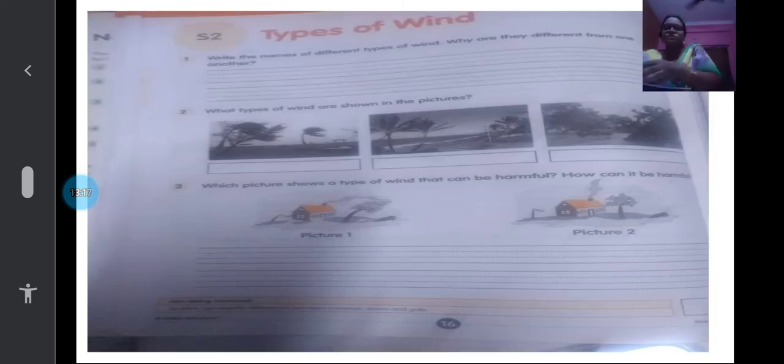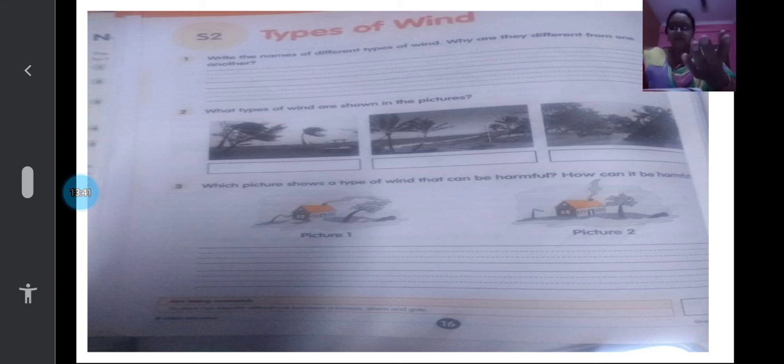So now, types of wind. Already you know the types, no? What are the three types, children? Breeze, gale, and also the storm. Let us see. Write the names of the different types of winds. Why are they different from one another? Why are they different, children? You know breeze, then you will write the gale, storm. Why are they different? The speed of the wind and strength of the wind differ from one to another.